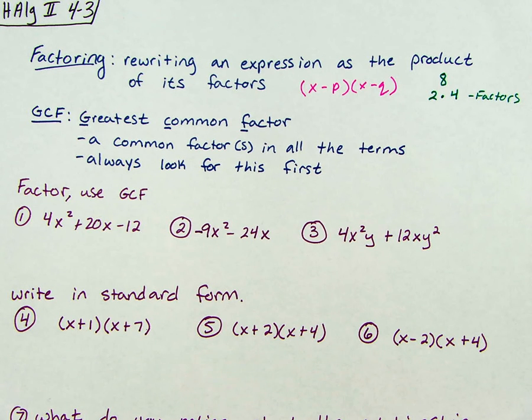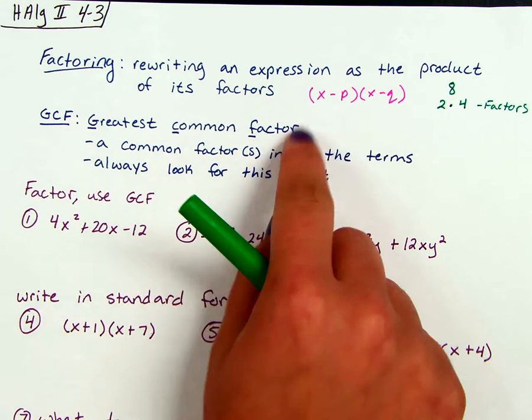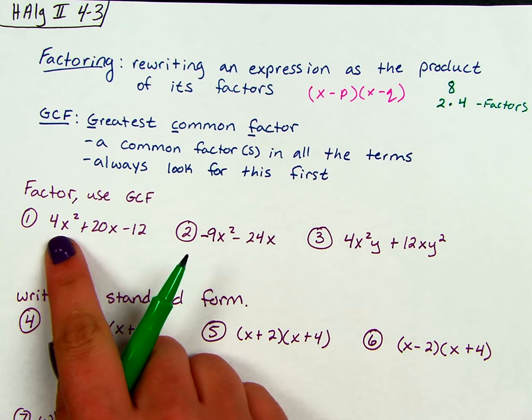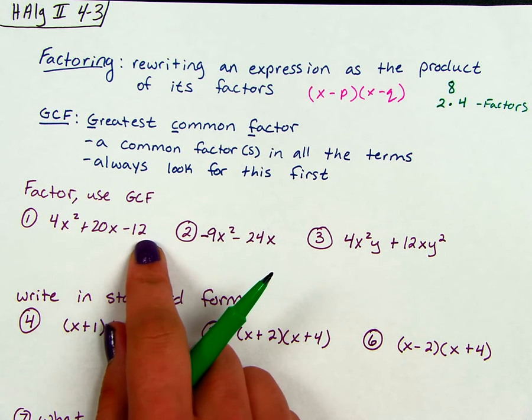Okay. So to start with, we're going to talk about our GCF, which is our greatest common factor. And these are going to be a common factor in all of the terms. So this is something that we can divide out of every single term in our expression. Okay. So if we take a look at problem 1, we want to figure out what we are able to divide out of every single term.